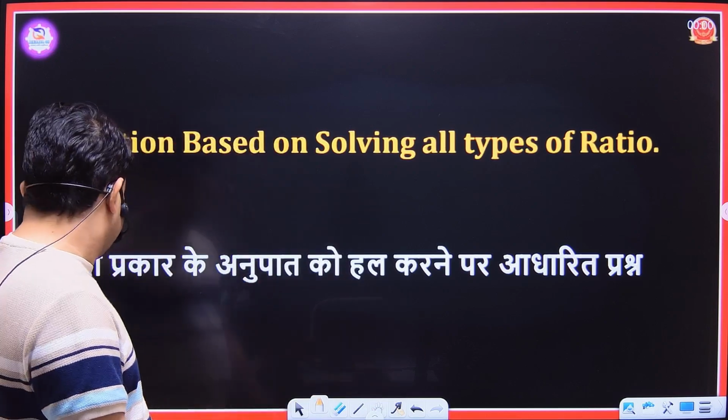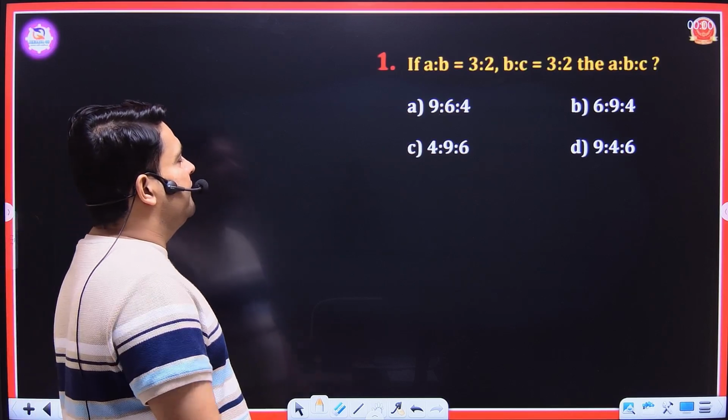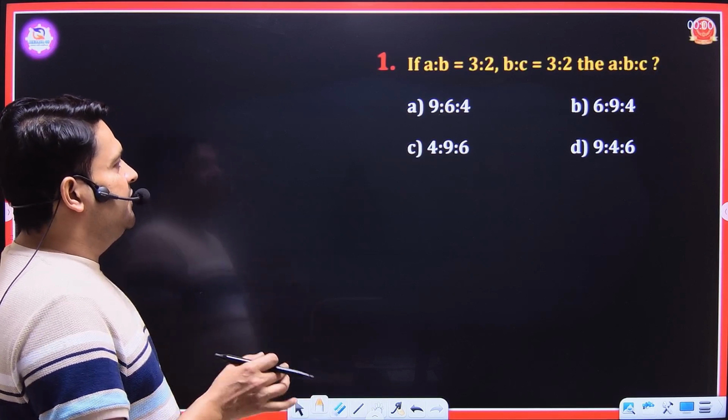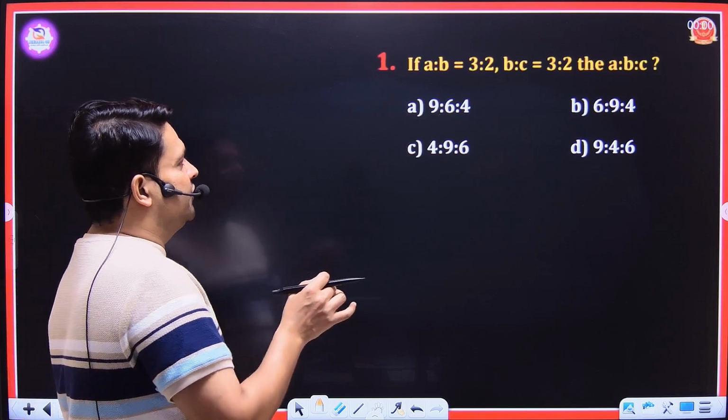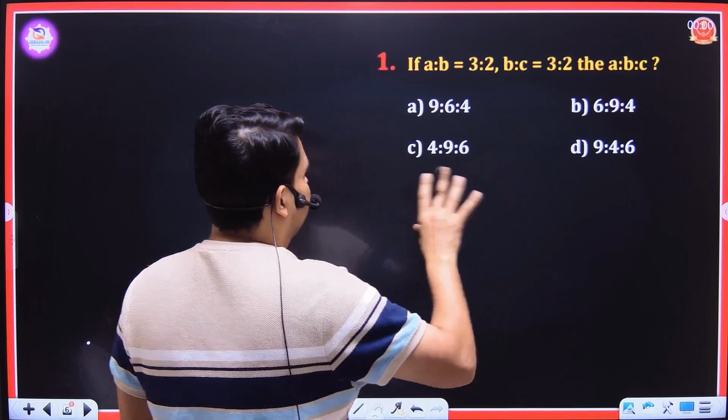See, we have the first question. And what is the first question? If A ratio B is equal to 3 ratio 2, and B ratio C is equal to 3 ratio 2, then A ratio B ratio C is what?